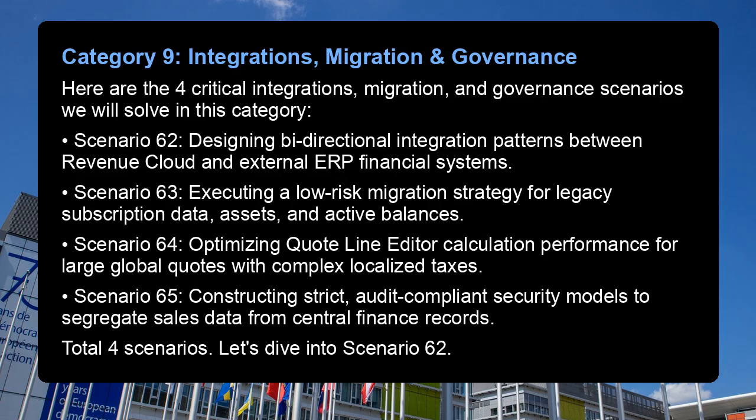Category 9. Integrations, Migration, and Governance. Here are the 4 critical integrations, migration, and governance scenarios we will solve in this category. Scenario 62. Designing bi-directional integration patterns between Revenue Cloud and external ERP financial systems. Scenario 63. Executing a low-risk migration strategy for legacy subscription data, assets, and active balances. Scenario 64. Optimizing quote line editor calculation performance for large global quotes with complex localized taxes.